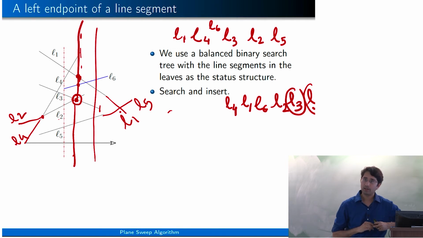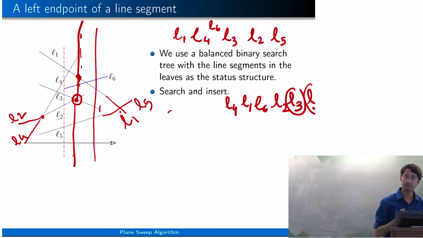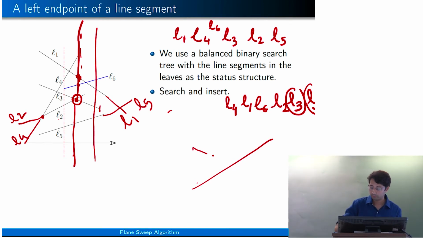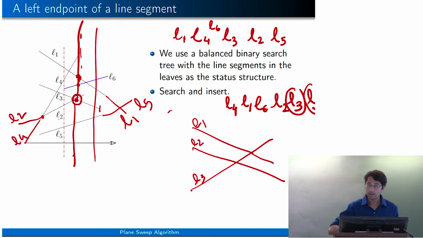No, because in an intersection the order will change. Not necessarily. Why? Let me give you an example. Here, do we check whether L3 intersects with L1 or not? No, because L3 and L1 are not neighbors.